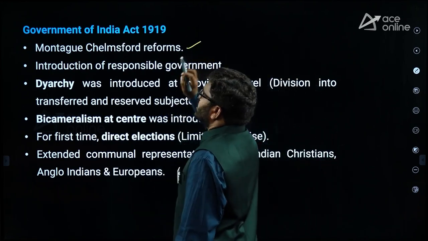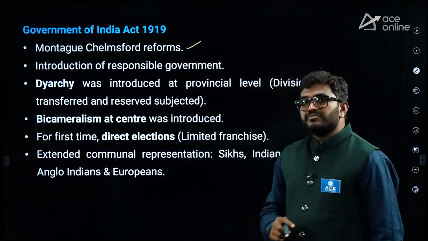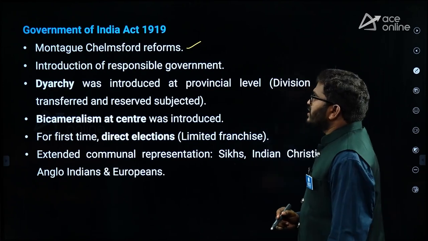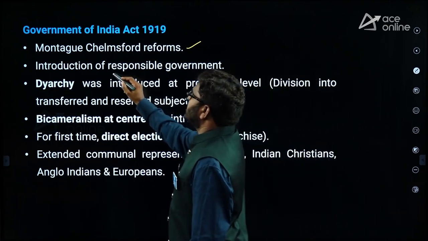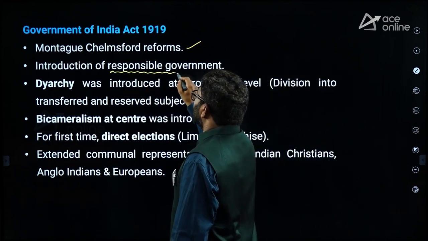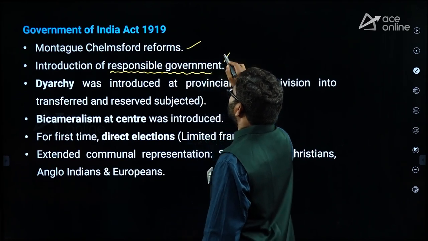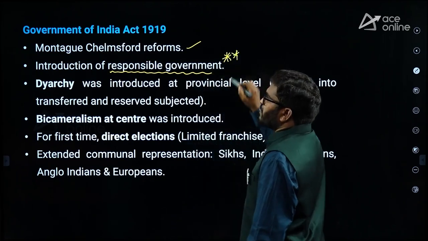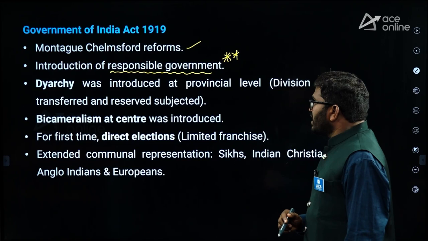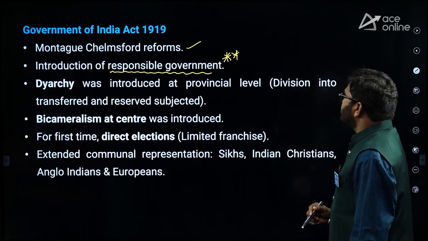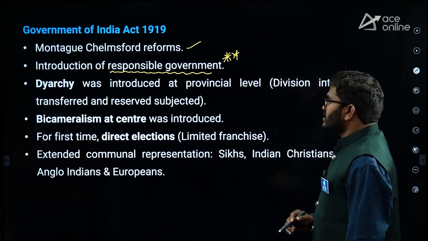And then Government of India Act 1919, okay, right? Montagu-Chelmsford reforms, we call it the Montagu-Chelmsford reforms. Introduction of responsible government. See, through this act, a responsible government was formed actually. Diarchy was introduced at provincial level, division into transferred and reserved subjects.